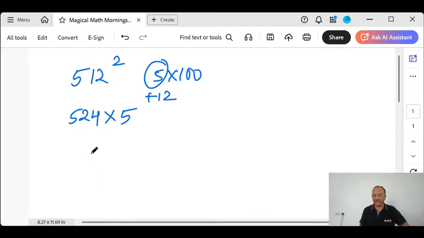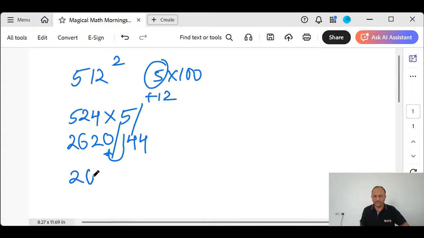That is perfect. Very good. So how do you multiply with 5? It's very easy, no? Add a 0, multiply by 10, and write half of that. 2, 6, 2. That's it. 2, 6, 2, 0. And 12 square is 144. Because there are only 2 zeros, 1 I will carry here. You got the correct answer. 262144. Try to do this.